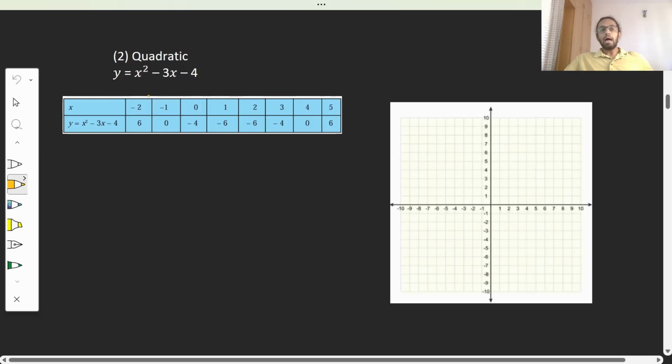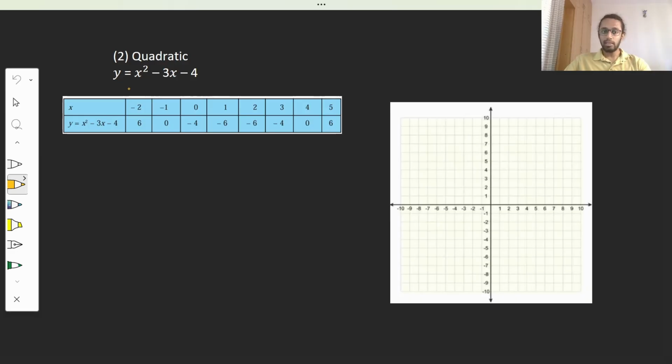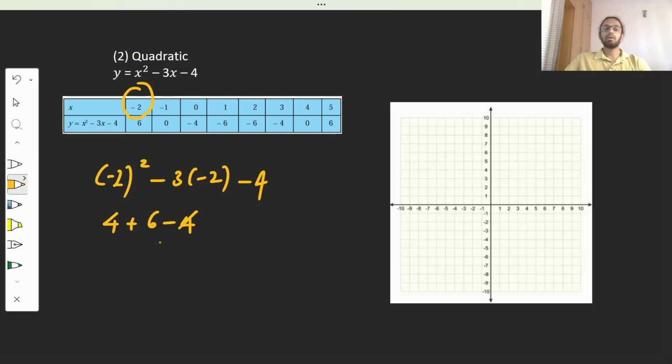polynomial, again we give some random values for x and get the value of y. As you can see, when we give the value of minus 2, we get minus 2 the whole square, minus 3 times minus 2, minus 4. Wherever there is x, we are substituting minus 2. Then this becomes plus 4 and this becomes plus 6, and then minus 4. Now minus 4 plus 4 get cancelled, and we get the value of 6.